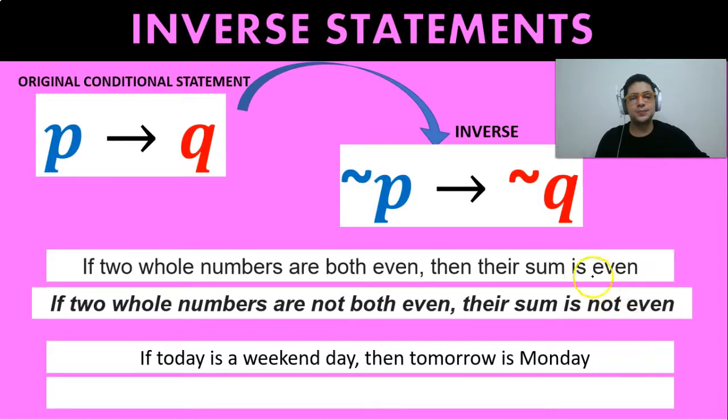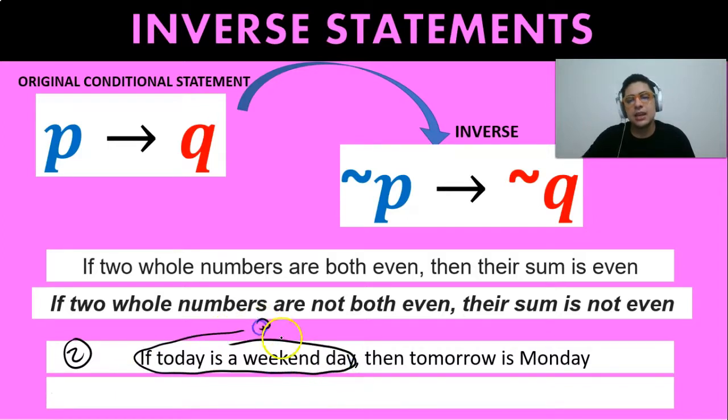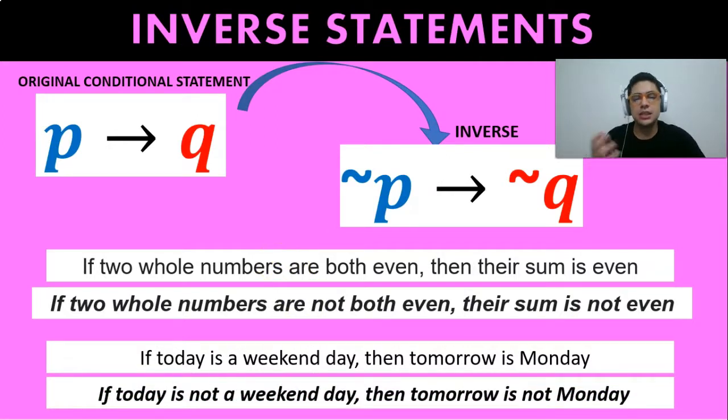So let's try another one. The second example says, if today is a weekend day, then tomorrow is Monday. So again, we have the hypothesis, if today is a weekend day, and the conclusion, then tomorrow is Monday, right? Now remember, in order to make the inverse, we're going to write down the negatives. So if today is not a weekend day, then tomorrow is not Monday. And that is going to be our inverse for this statement, right? Because we're putting not. So if today is not a weekend day, then tomorrow is not Monday.